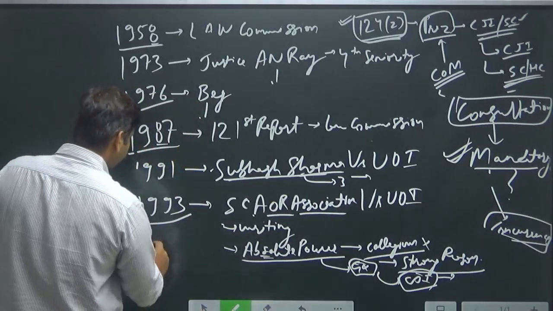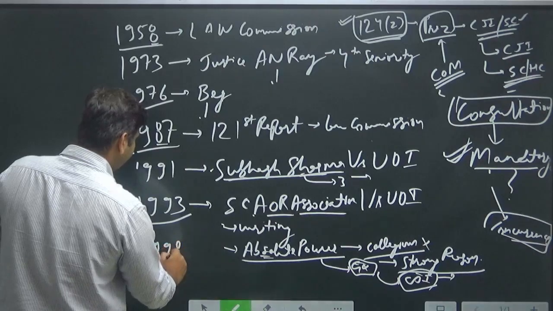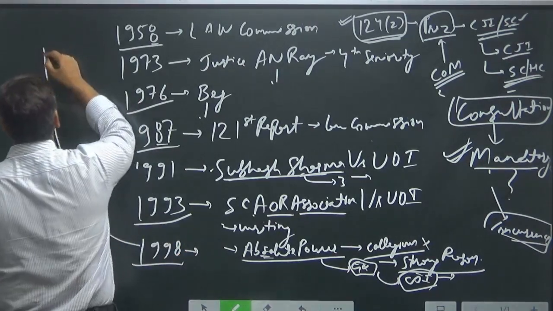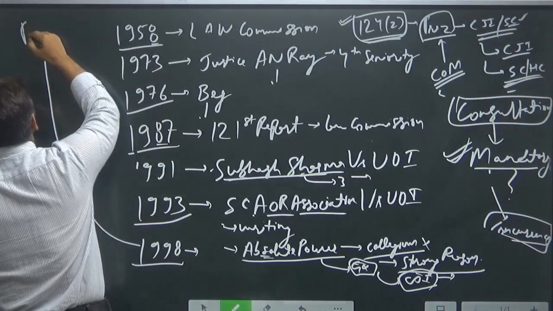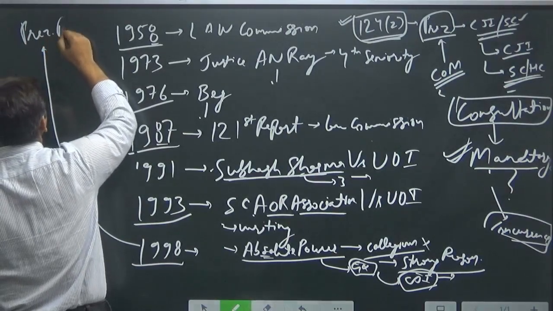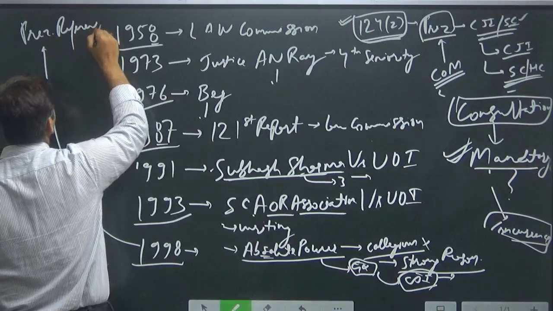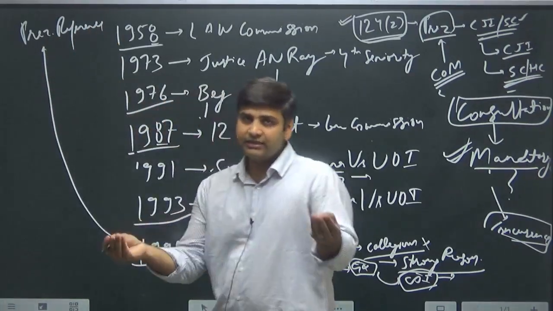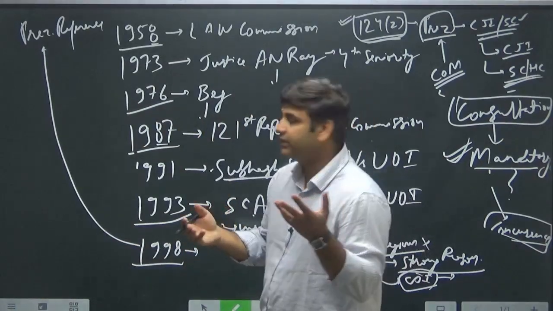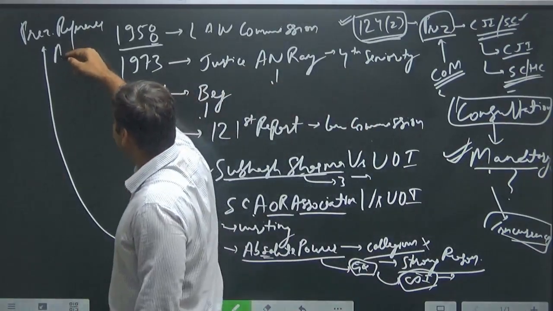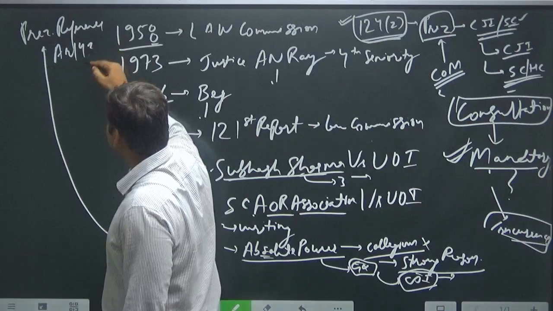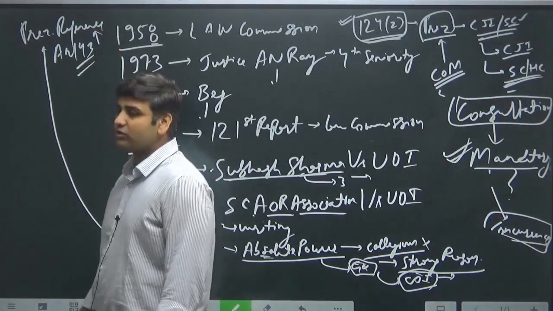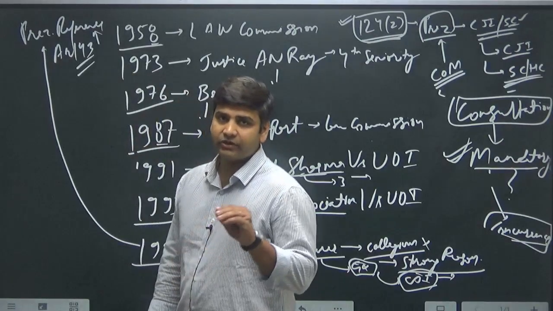1998 was an important year because in this year the government took a presidential reference. Government can take an opinion on any legal question from the Supreme Court of India under Article 143. This is called a presidential reference. So the government took the presidential reference on the appointment of judges.